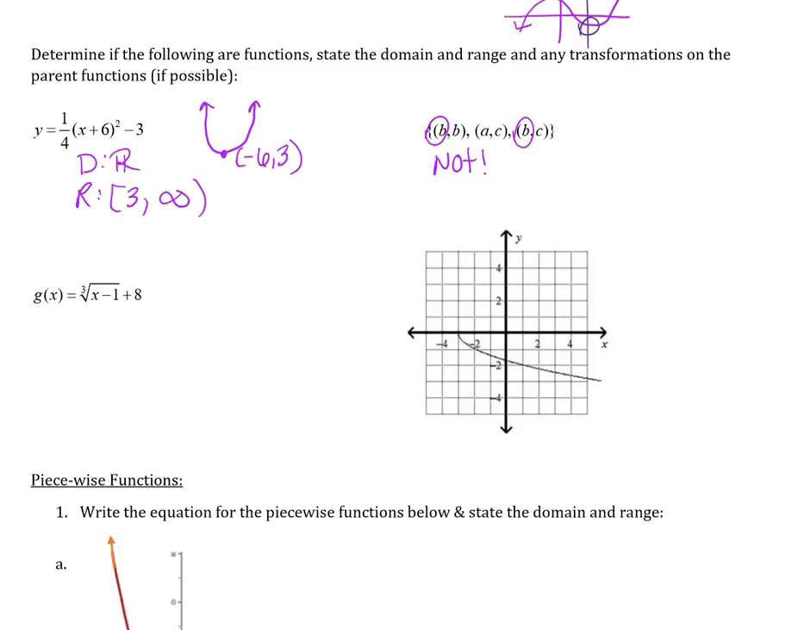The next two I'm not going to do. You can just plug them in your calculator and look, but each of these would be functions. They would pass the vertical line test, and you would be able to find the domain and range of them from the graph.